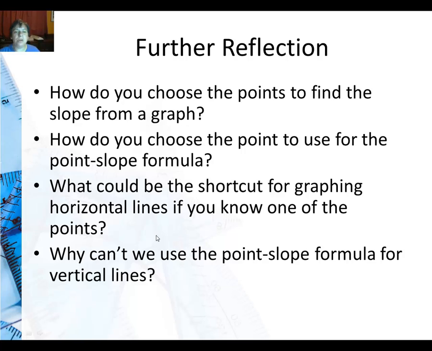And what could be the shortcut for graphing horizontal lines if you know one of the points? Well, if it's horizontal, the y value is always staying the same, so it's y equals the y coordinate. And why can't we use the point slope formula for the vertical lines? Well, slope is undefined, so we have no known value that we can substitute in there.